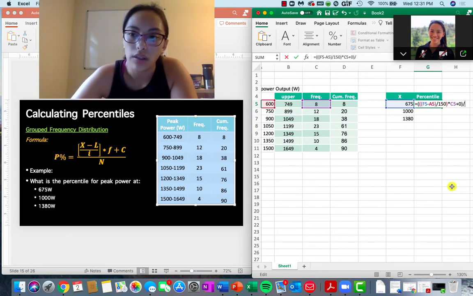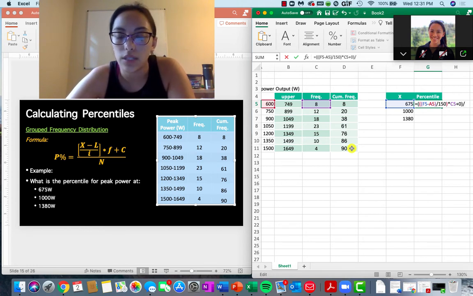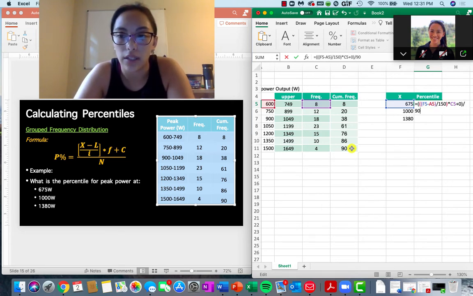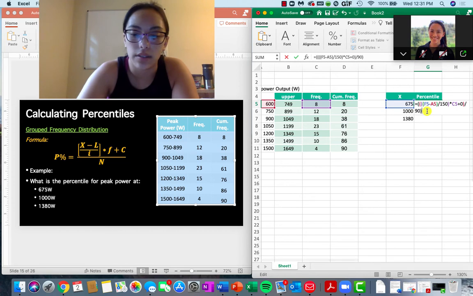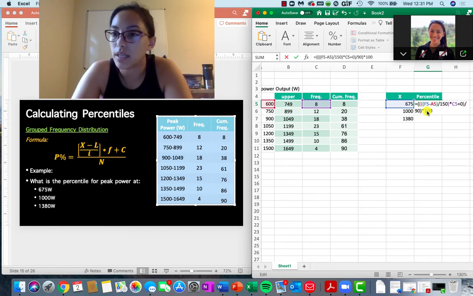All of this is going to be divided by the total number of participants in this distribution, which we could put as a cell reference of 90, but it's similar to the interval size in that it's a constant, so we can just put the value into our formula. We can add an additional parenthesis around here if we want to do the step where we multiply by 100 to get our actual percent.